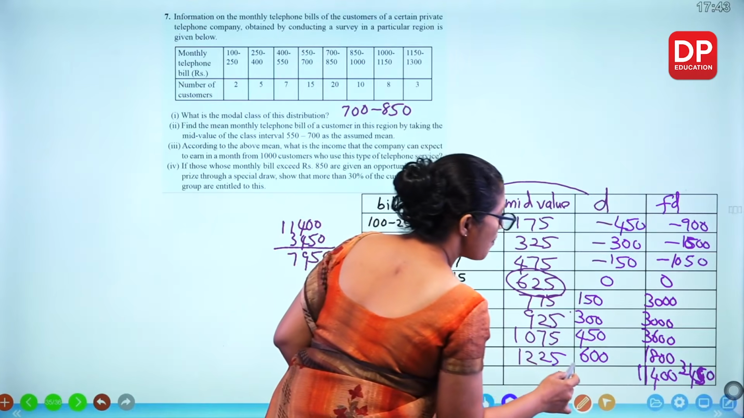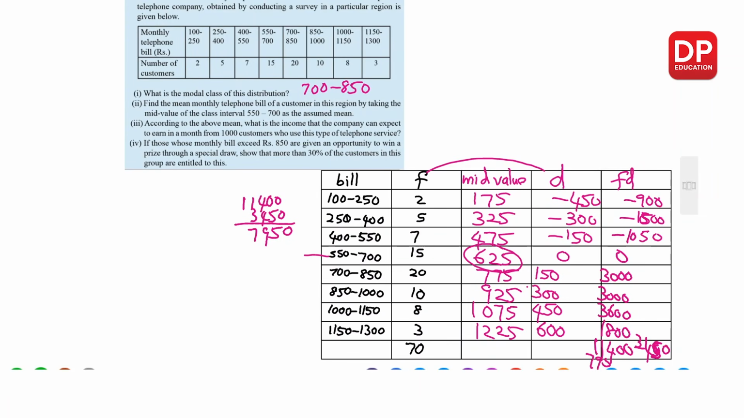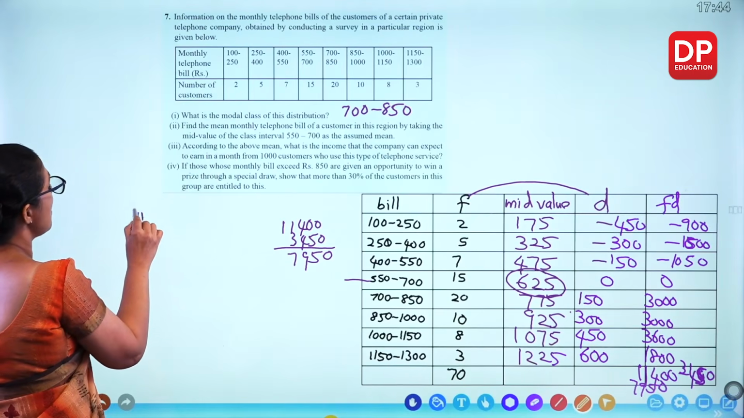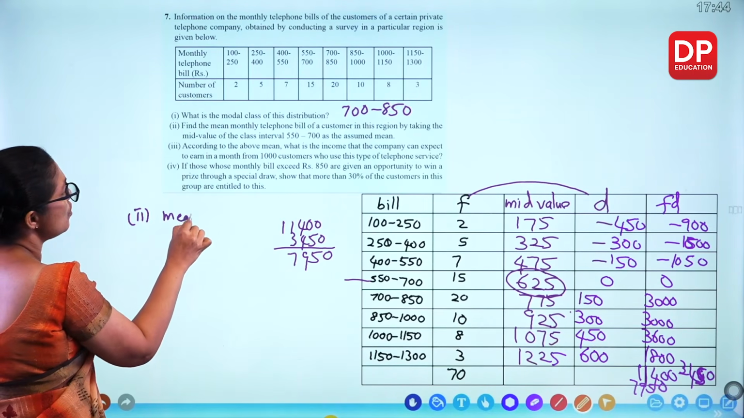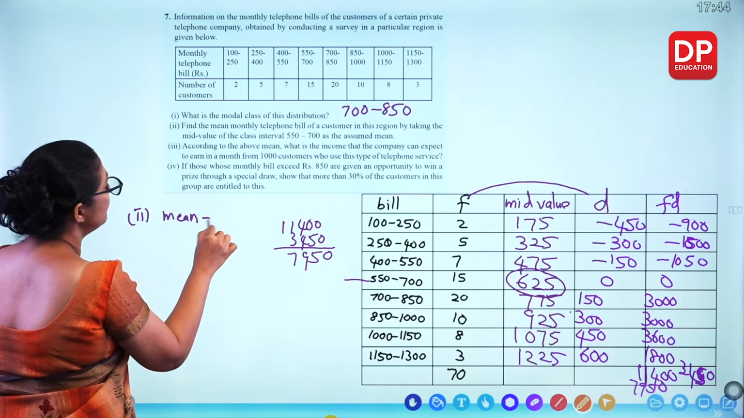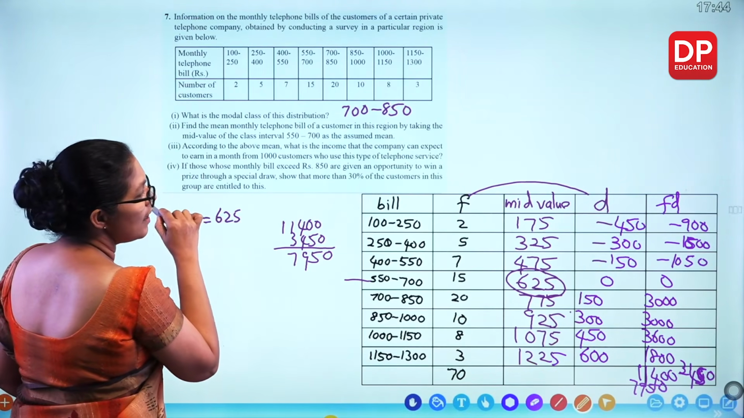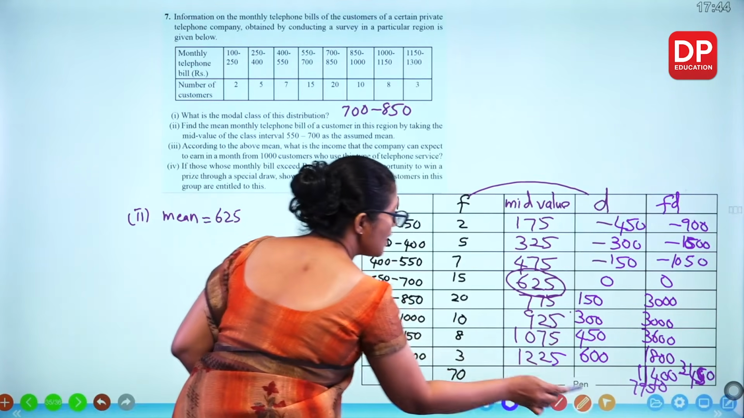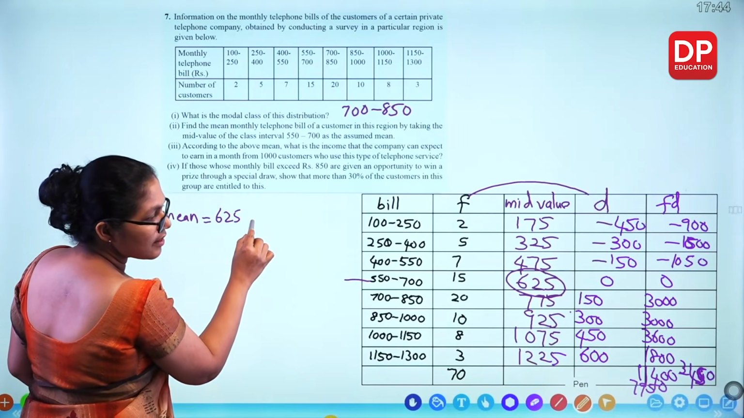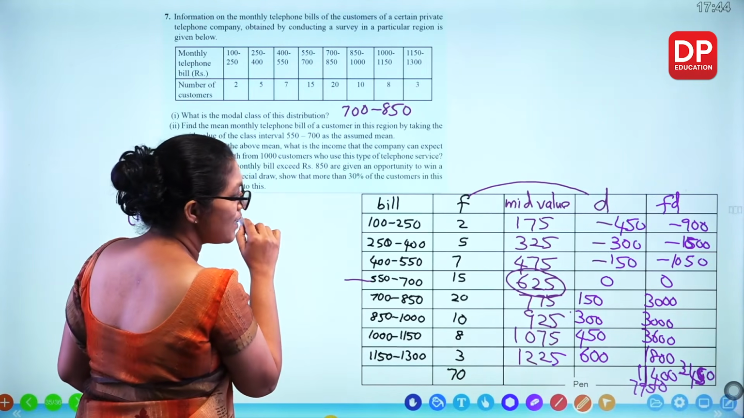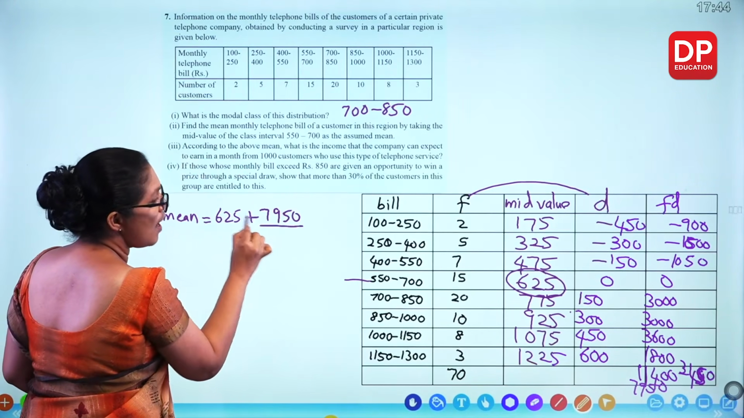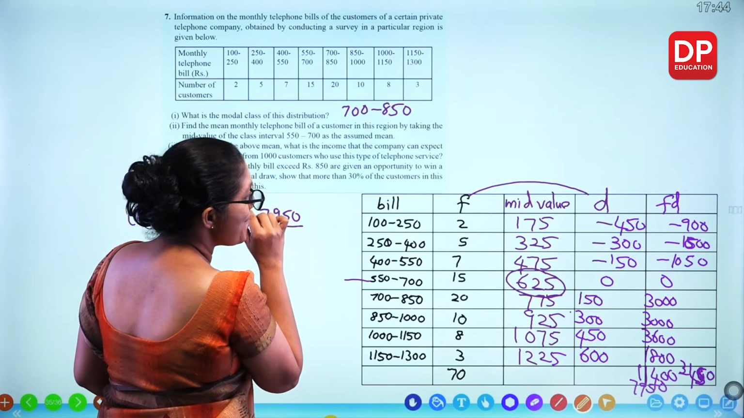$7,950, that's positive. 7,950 as the FT value. Now calculate the mean. So mean, I'm doing the second part. Mean is equal to mid value 625, and then mean deviation is 1000. It says 7,950. So this is plus 7,950 divided by 70.